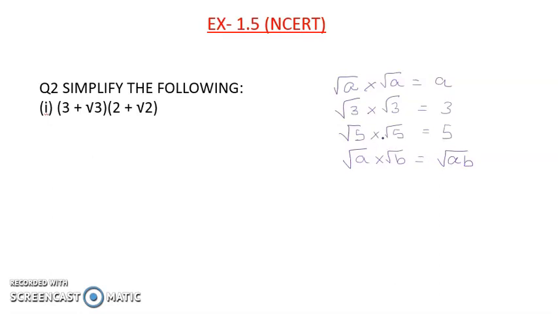So using these laws and rules which I had explained during the offline classes, I'm repeating again, so pay attention, students. Now using these rules and laws we will solve this question. First it is saying (3 plus root 3) into (2 plus root 2). So 3 first multiplied by this whole bracket, 2 plus root 2. Next root 3 multiplied by 2 plus root 2.